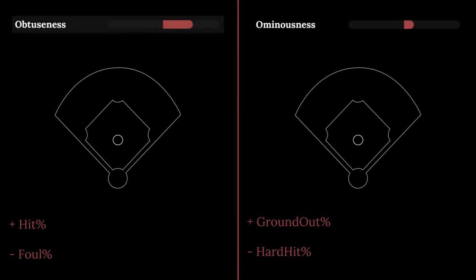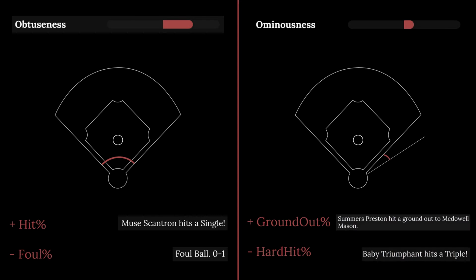Obtuseness refers to the angle between the foul lines. The further apart these lines are, the more likely it is the batters get a hit, and the less likely they will hit a foul ball. While ominousness is the angle of incline on the stadium. If the pitch is sloped, batters are more likely to hit groundouts and less likely to be able to hit into the outfield, reducing the amount of doubles and triples they can hit.